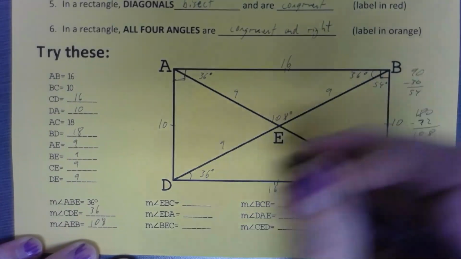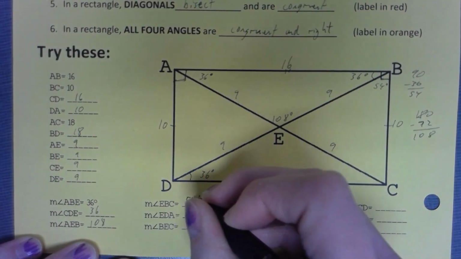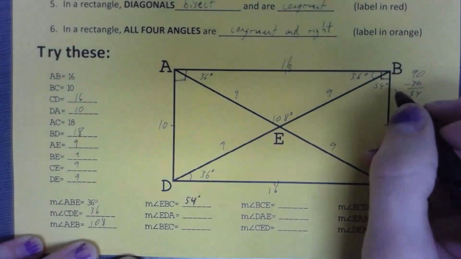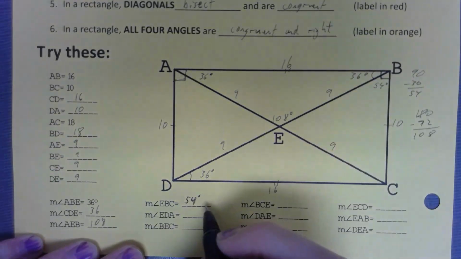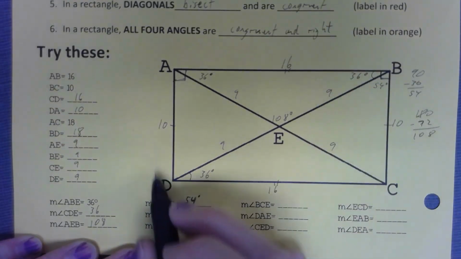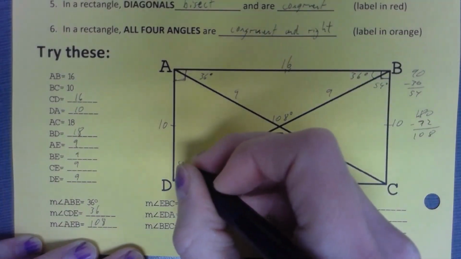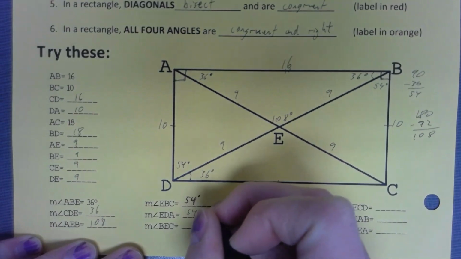EBC, this angle here, 54, we already found that. So sometimes when you're solving things, if something occurs to you, go ahead and try to find that missing angle, even if it's not something we've been asked yet, because it might come in handy later. Angle EDA, this would be the complement to the 36 there, so 54 there as well.